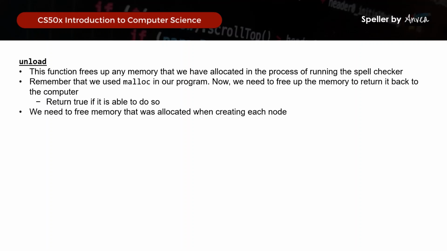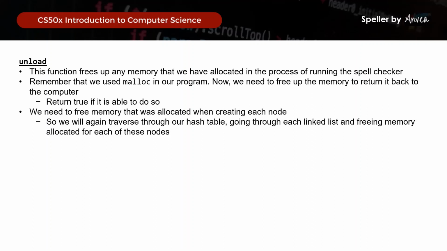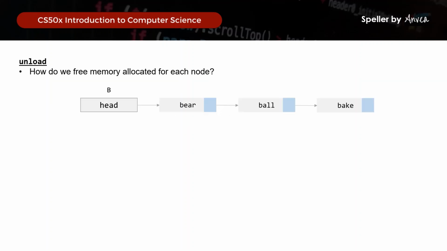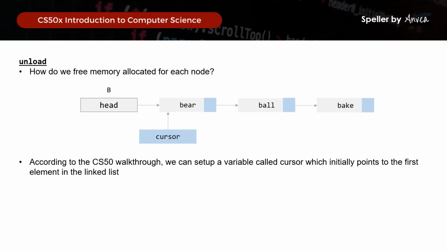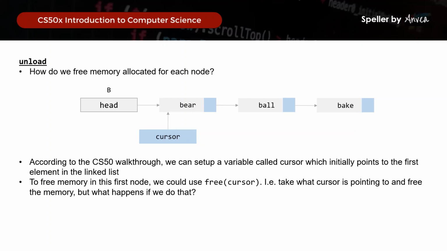So we will free the memory that was allocated when creating each node, and we will again travel through our hash table, going through each linked list and freeing memory allocated for each of these nodes. So how do we do this? According to the CS50 walkthrough, we can set up a variable called cursor, which initially points to the first element in the linked list. To free memory in this first node, we could use free cursor, where we take what the cursor is pointing to and free the memory.